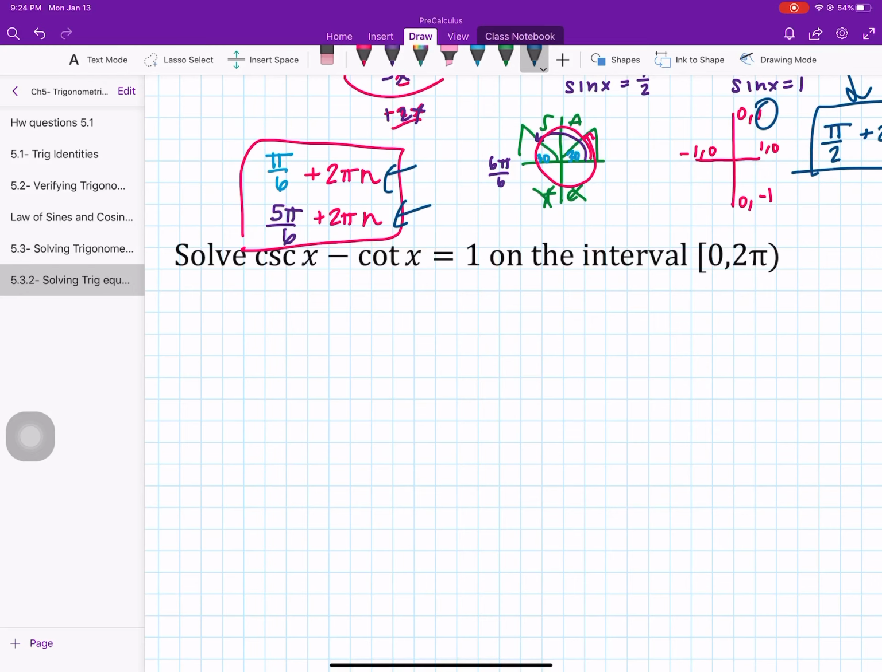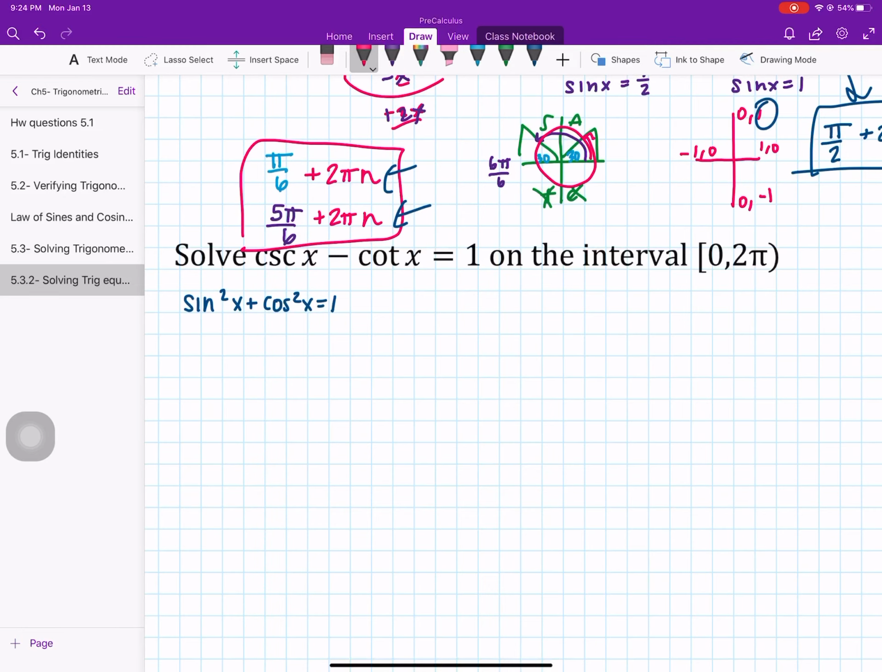Now, we don't actually have any identities we can use. There are two different trig functions, and I can't really factor. I could try to write things in terms of sines and cosines, but that just makes fractions. And fractions make life more complicated, so I try to avoid it. Sometimes it's unavoidable, but in this case, it's actually a little bit avoidable. There is kind of a trick that I can do.